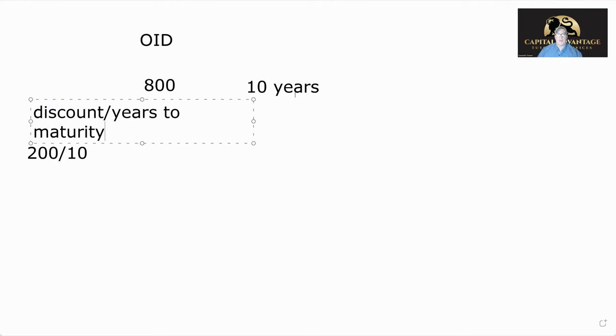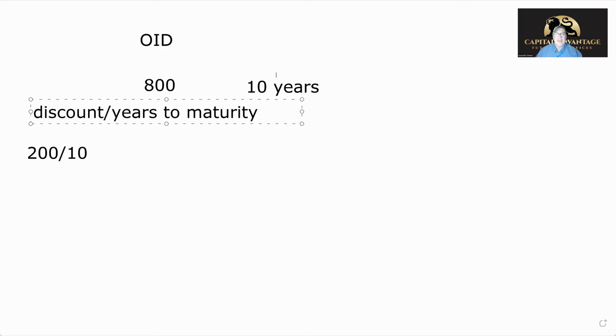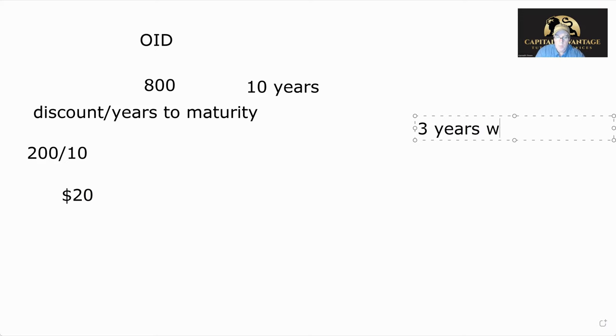Okay. Discount divided by years to maturity. So here we go. It's $200 discount. Remember, it's not the 800, it's the discount. So 200 divided by 10 is $20 a year. So that means we're going to add to the cost basis $20 a year. So let's say after 3 years, we sell at 900. We sell it at 900. So what we're going to do first, because we have to figure this out. Now, there's one way to do it. I'm going to show the old-fashioned reverse engineer.